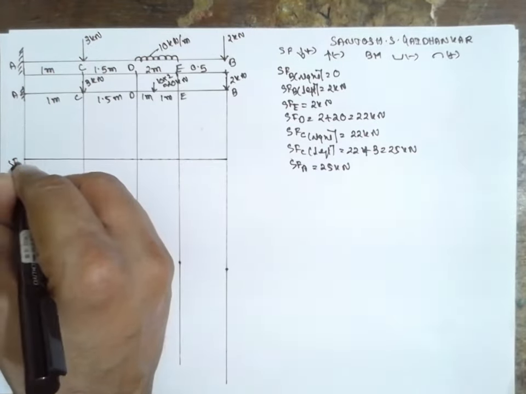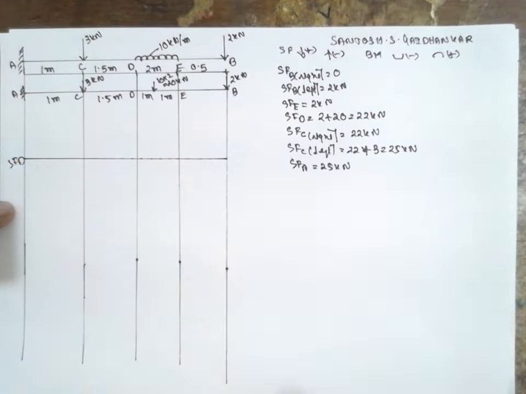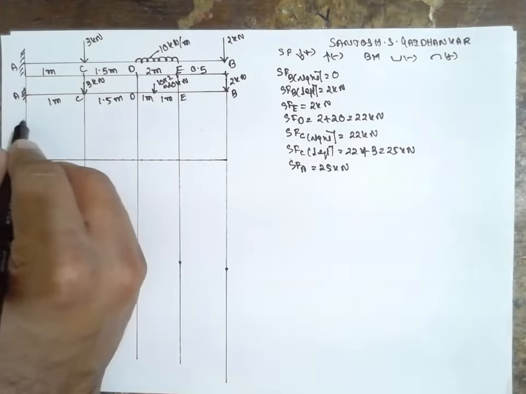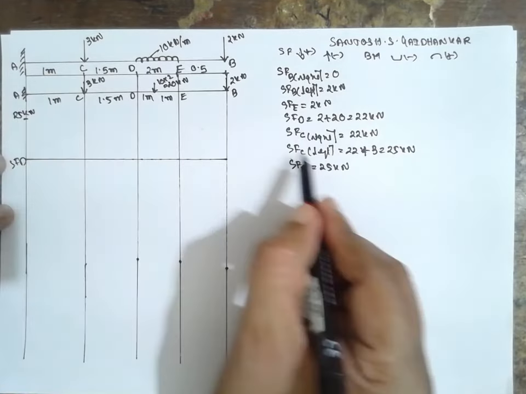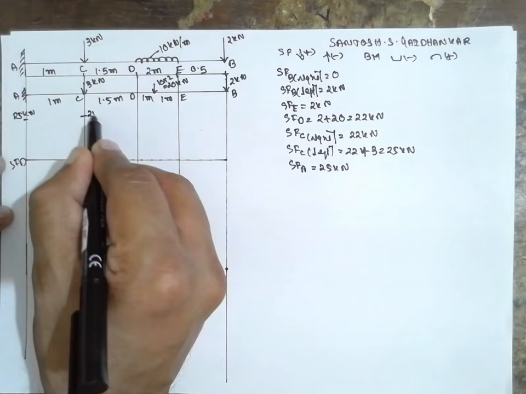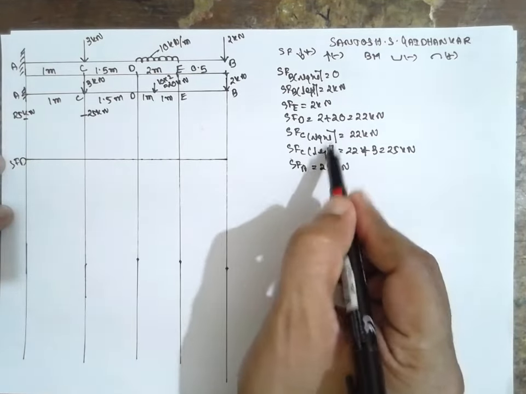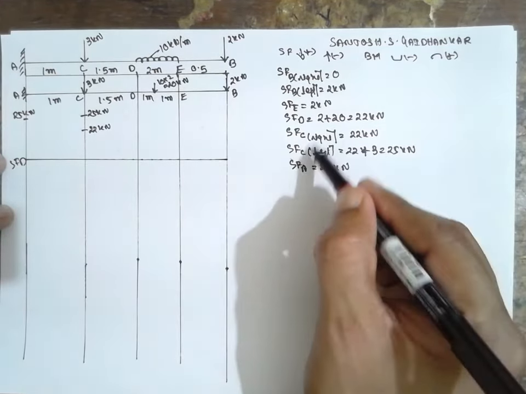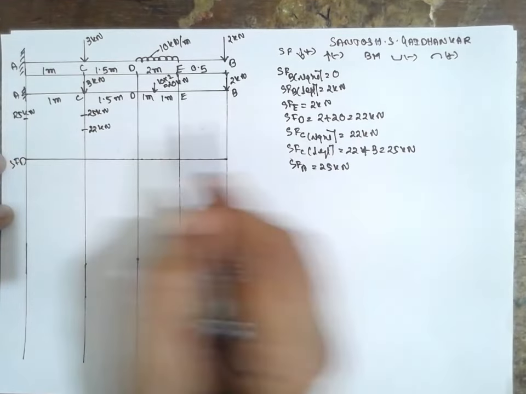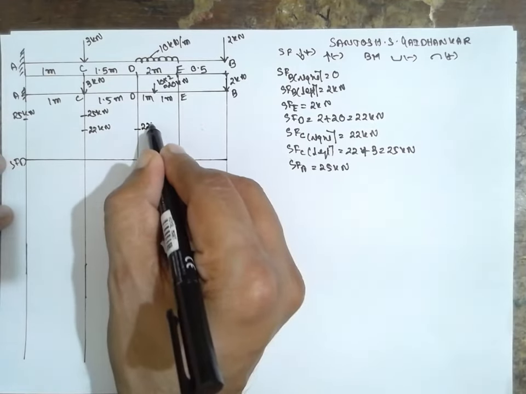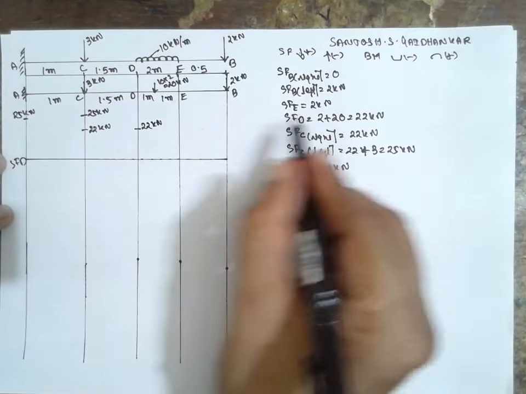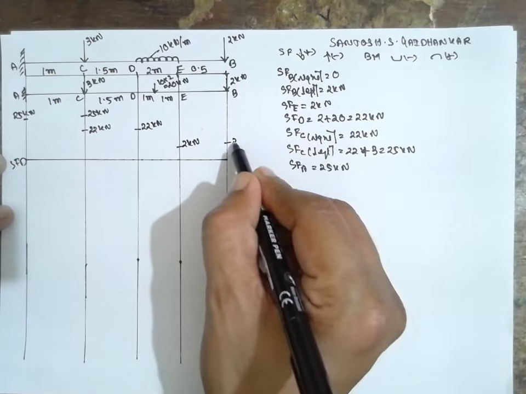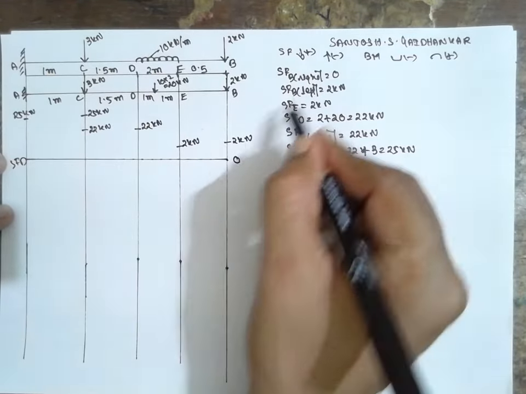This is the shear force diagram, SFD. Upward is positive, downward is negative. First 25, this is 25 kN positive. At C, again 25 kN. At C there is a left and right value, 25 and 22. There are two values at C, left and right. At D, 22 kN. At E, 2 kN. At B, 2 kN, and there are two values, 2 and 0.